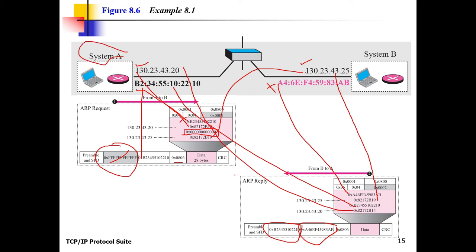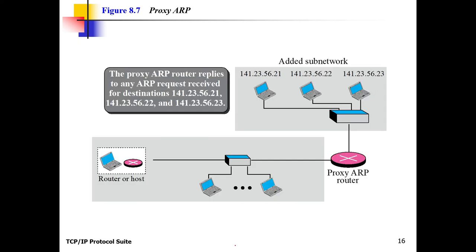It will be sent. And now system A will receive the data. Will it create a table for the MAC versus the IP address, and now the source will have it in the cache. Clear? Very simple process. Other thing after? Yes.